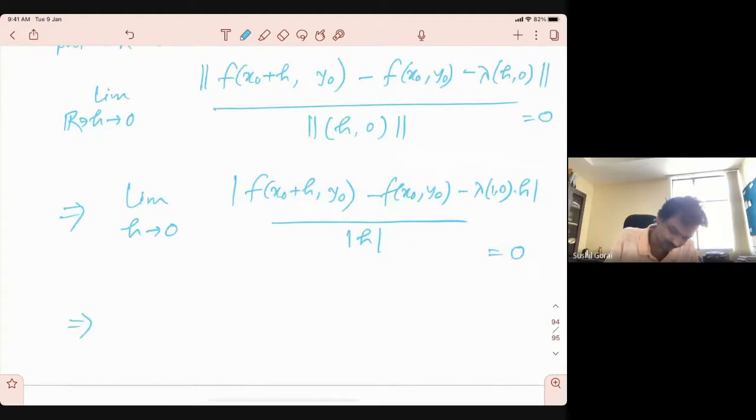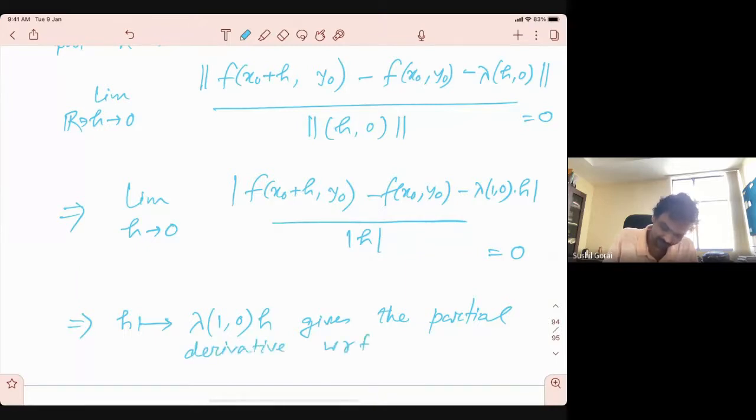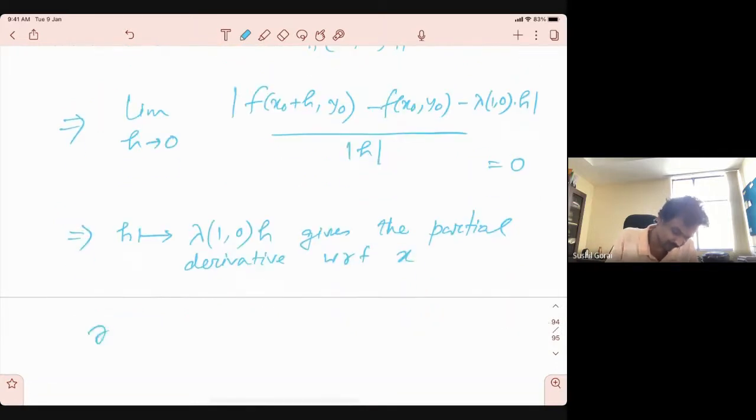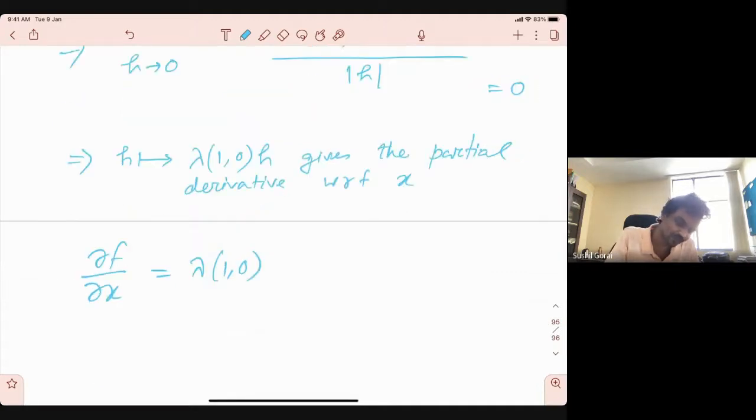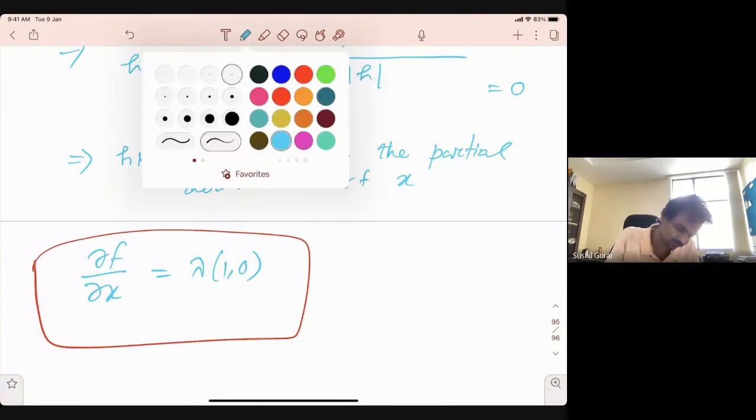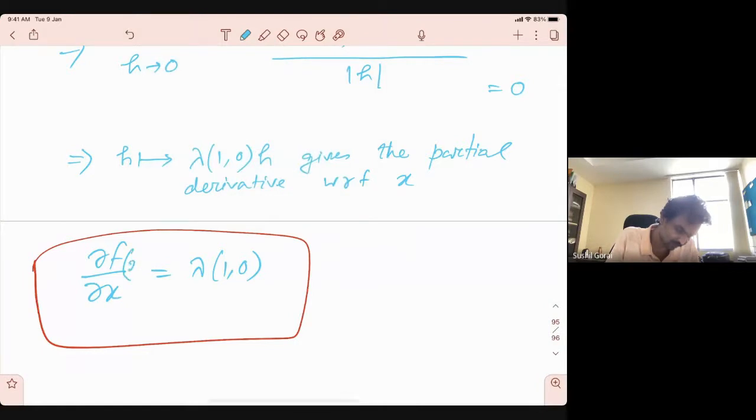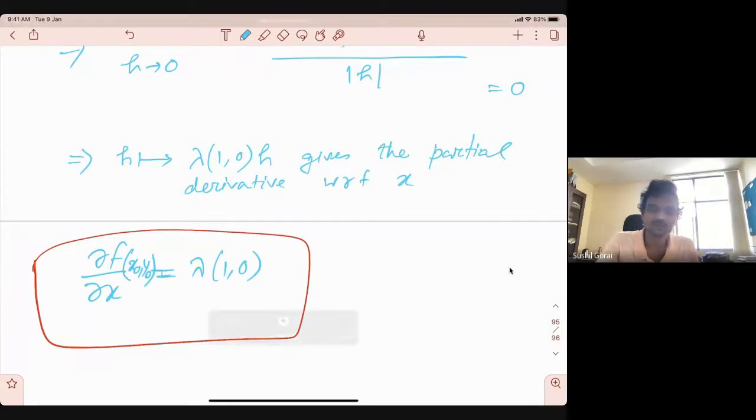So this implies lambda(1, 0) h goes to lambda(1, 0) h gives the partial derivative with respect to x, which means del f by del x is nothing but lambda(1, 0). Everybody understand this? Here, of course, you have at x naught, y naught.